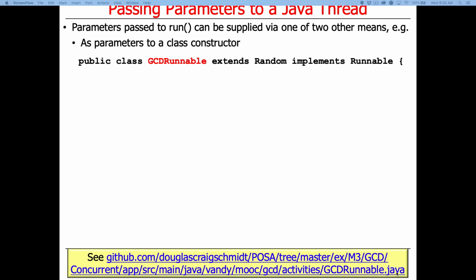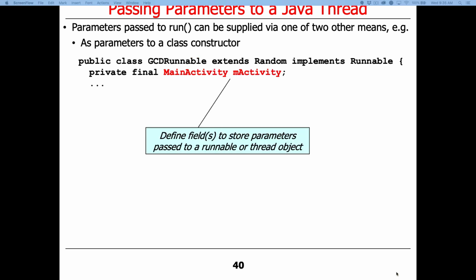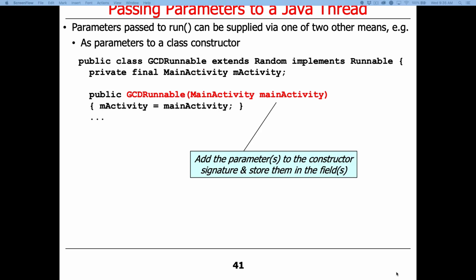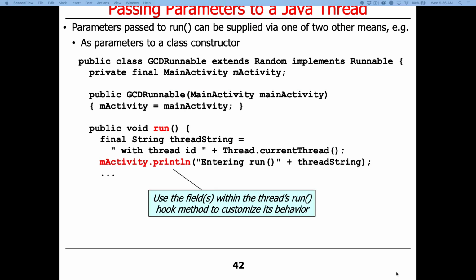If you take a look, this is one of the examples from my GCD app. You could say class GCDRunnable extends Random, so we're going to generate random numbers, implements Runnable, so we get the run method. Then we define some fields here, like the main activity. The constructor for GCDRunnable can take whatever parameters you want the thread to be able to access, and it'll stash them away in the local field. I have a very simple convention where my fields start with m for member. That's just my convention.